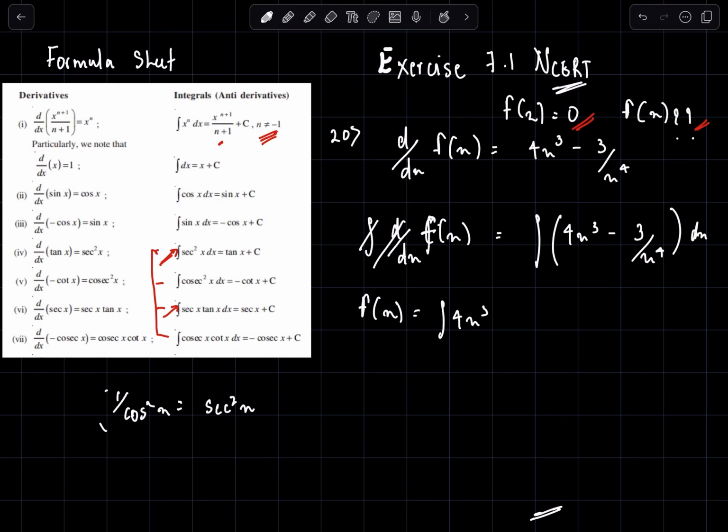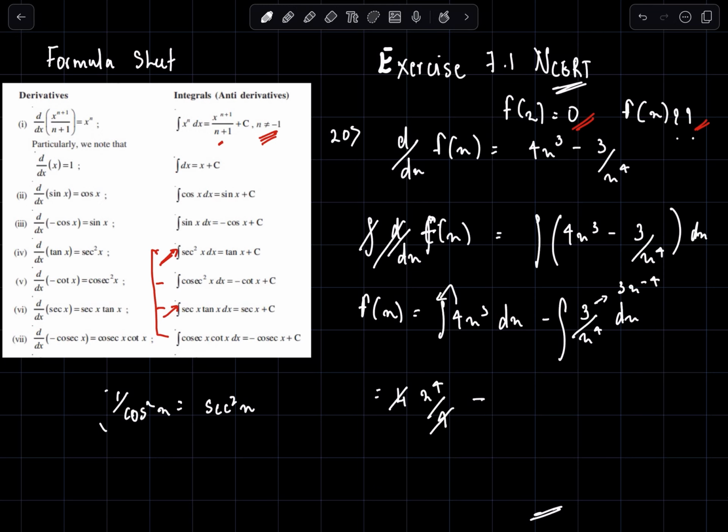Integral of 4x cubed minus 3 by x to the power 4, dx. Now you know how to find this, so this can be written as: the integral of x cubed is 4 times, this comes out, integral of this is x to the power 4 divided by 4, that cancels, minus, now this can be written as 3 times x to the power of minus 4. So let's work on this.